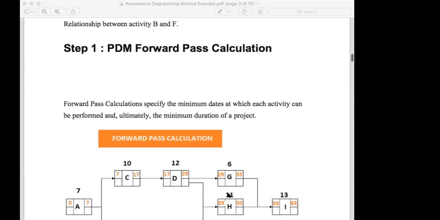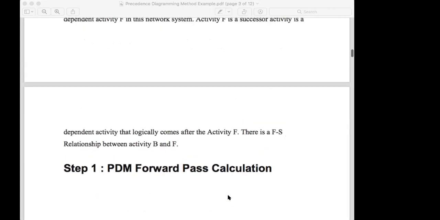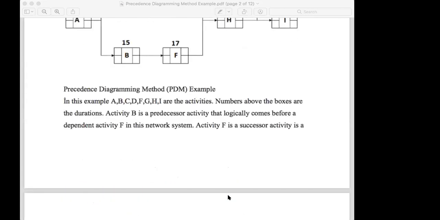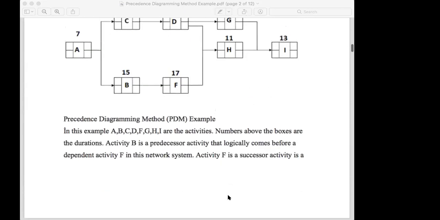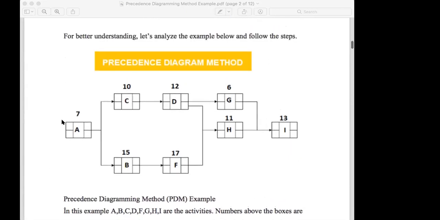Then the forward pass. Now you learn two things because now you have to find early dates, early start, early finish. Right? At the same time, you have to find late starts. So the precedence diagramming technique is this. If you want to calculate the early dates, you have to do the forward pass method. If you want to calculate the late start and late finish dates, you have to do the backward pass. This is a very simple technique. Forward pass is this. Go this way.